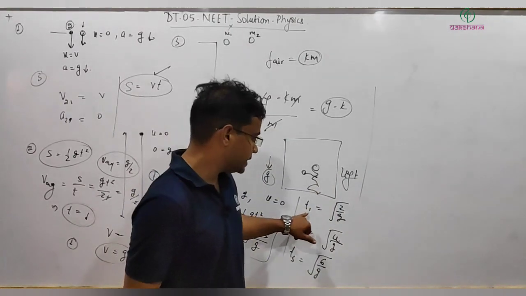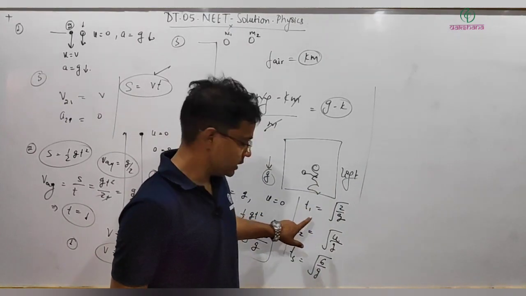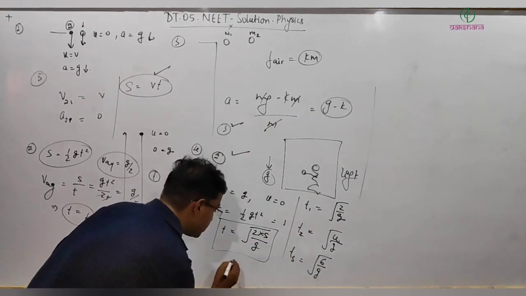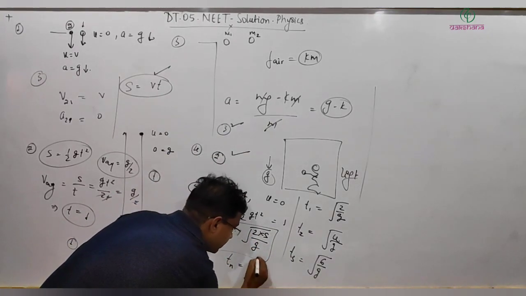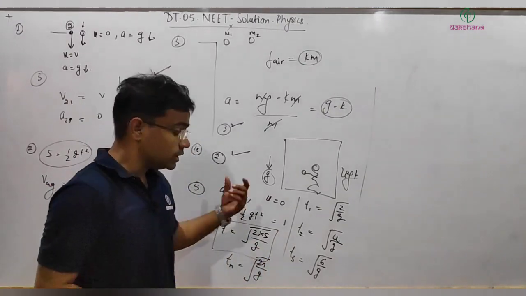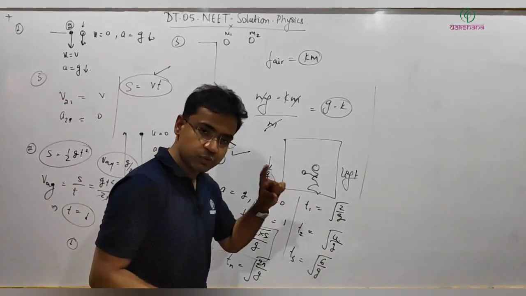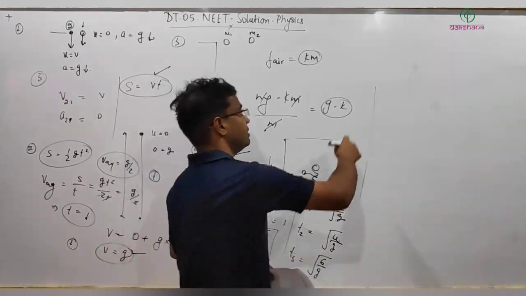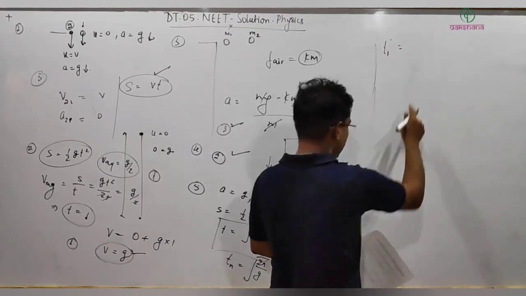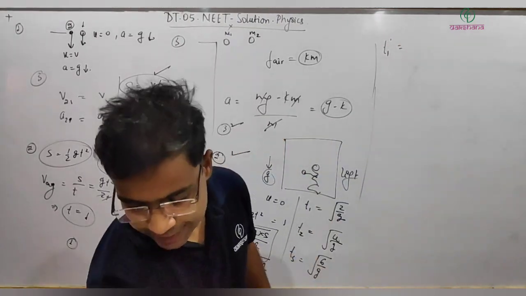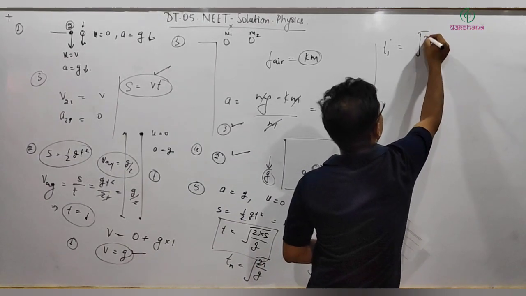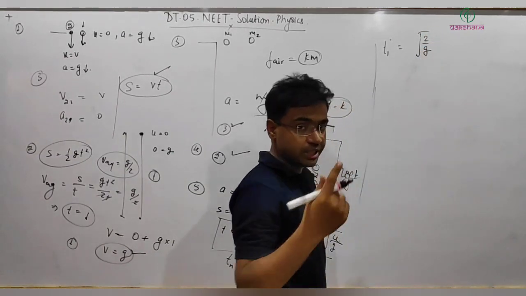Now this is the time taken to travel 1 meter, time taken to travel 2 meter, time taken to travel 3 meter, and so on. I can write time taken to travel n meter as under root 2n by g. Now it's asking the duration of time taken to travel the first 1 meter, second 1 meter, so let me write it as t1 prime, that will be equal to under root 2 by g.